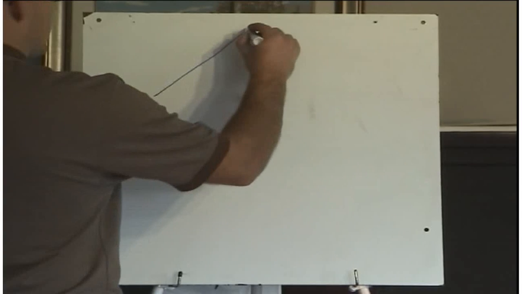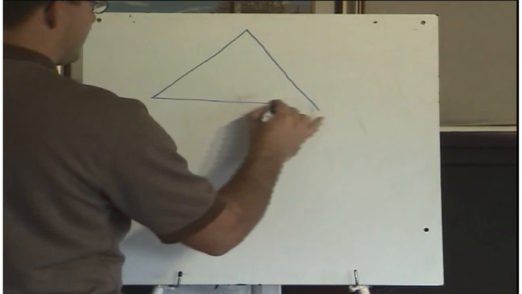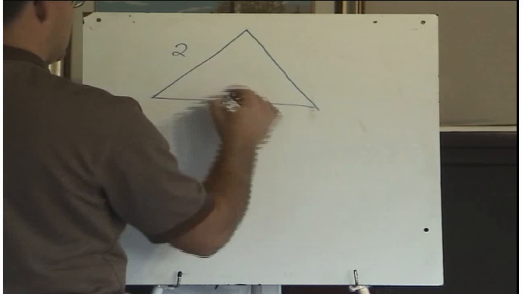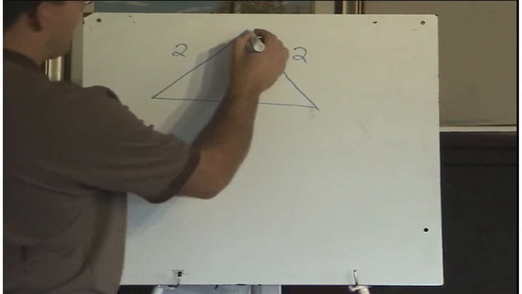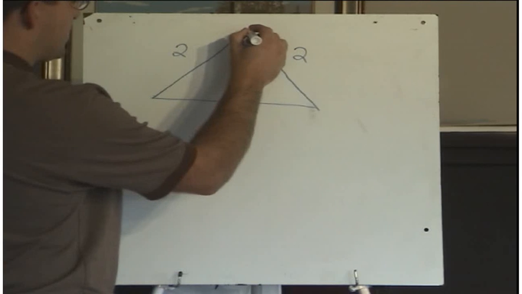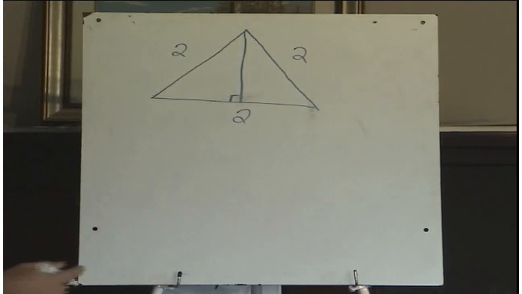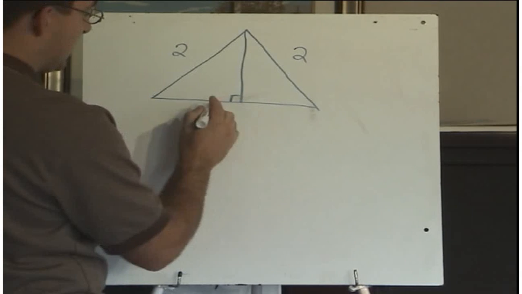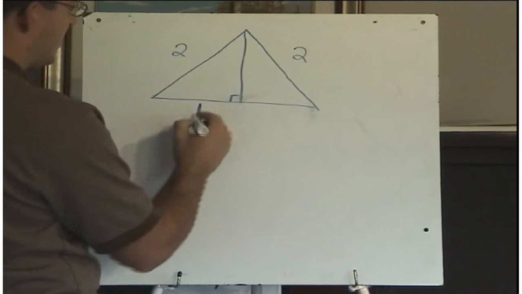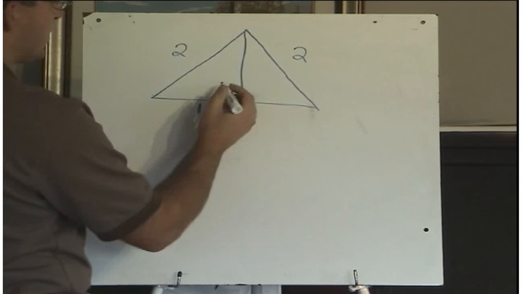Let's draw another triangle. This time I'm going to draw a triangle that's an equilateral one. That means all the sides are the same length. And I'm going to make them all worth 2. Now from my apex here, I'm going to draw a perpendicular straight down to the bottom of this triangle. That will cut this triangle in half. And so this side of the triangle is now 1. And this other half would have been 1 as well.